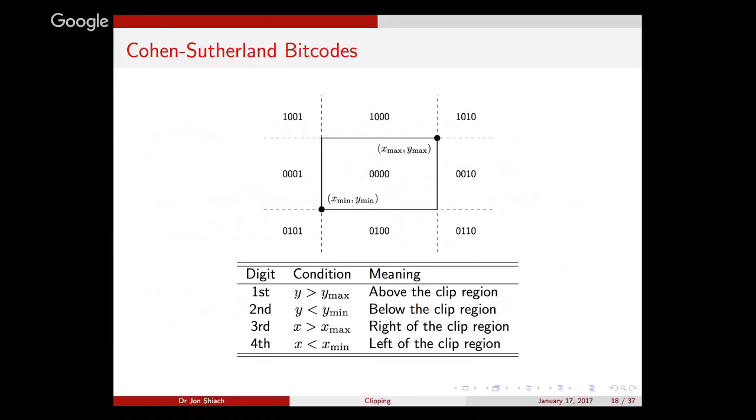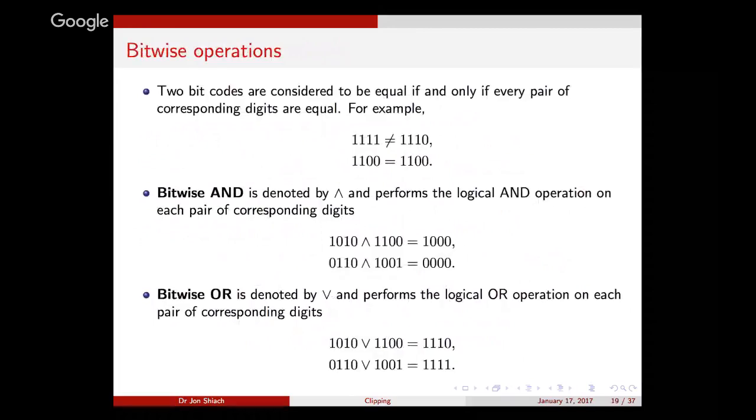So first thing to do is bear that in mind. We assign our endpoints of our line a bit code each. And with these bit codes, we do 2 operations. One is bitwise AND and one is bitwise OR. 2 bit codes are equal if all of their digits are equal, like any other number. So don't really have to say much about that.